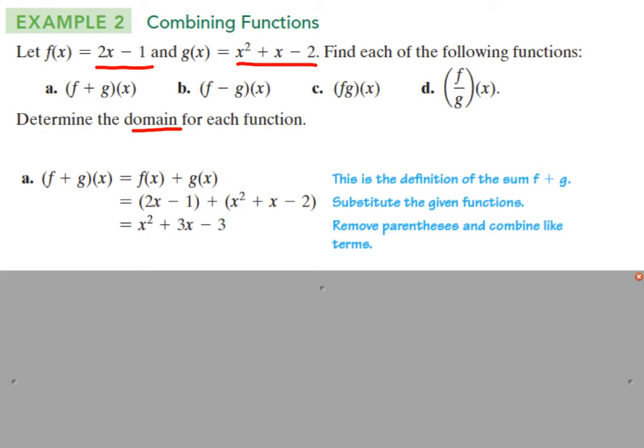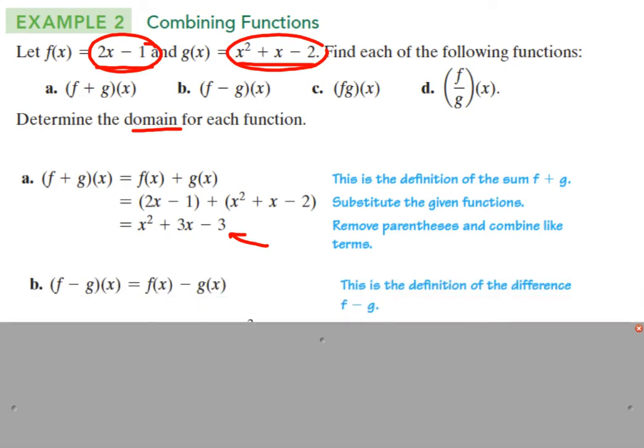So part A, we want to add these 2 functions together. We're going to take this function and add it to this function. When we simplify, we get a quadratic function in standard form. Now think about the domain of the function when we're done. Do we see any restrictions on its domain? Is there a fraction? No. Is there a radical? No. So the domain for this function is all real numbers.